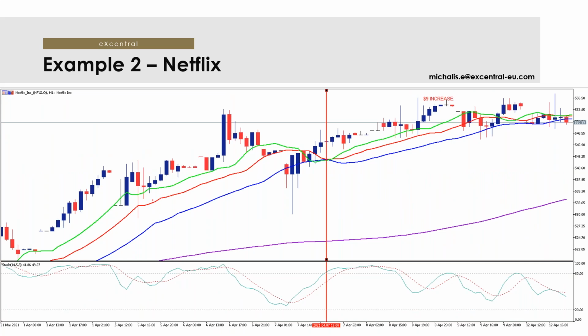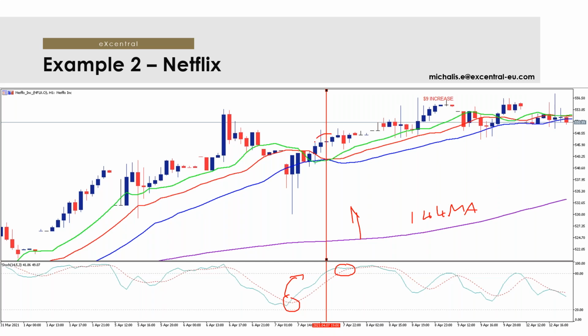Let's look at a different type of asset. This is Netflix. We're looking at a similar scenario here, but it's an upward movement. We are above the 144-day moving average, so this is our MA here. The latest stochastic oscillator is also upwards. We haven't got both lines above in the overbought area just yet, which is good.